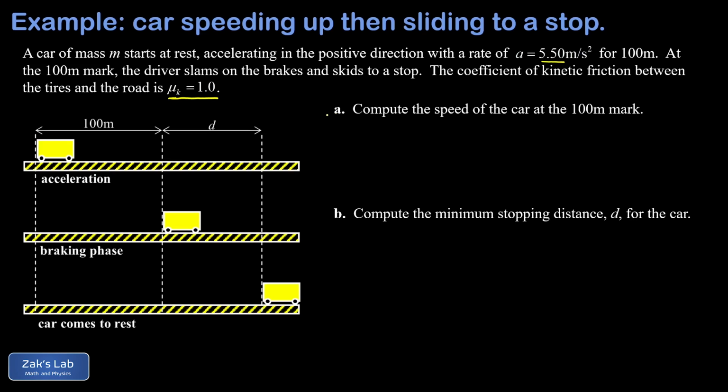And in part A, we want to get the speed before the braking occurs. So it's the speed right at the 100 meter mark. And then in part B, we get the minimum stopping distance. In other words, how far does the car slide before it comes to rest?